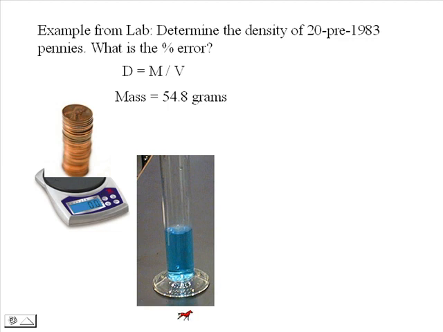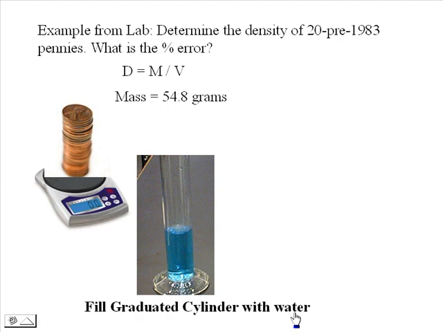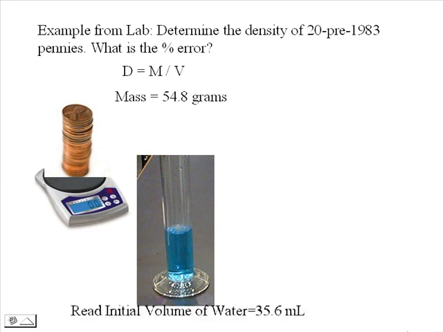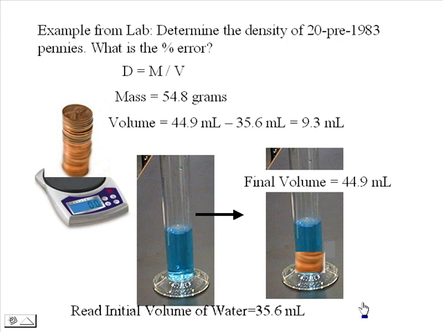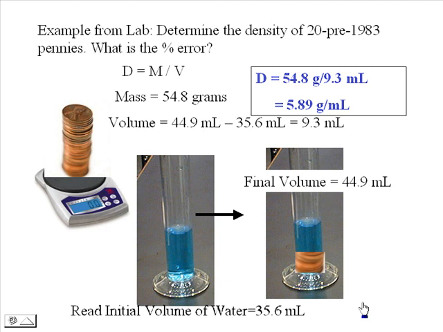I get a graduated cylinder out. I'm going to fill it up with water so that when I place my pennies in there, it would be a larger volume than my pennies. Take that initial reading, which is 35.6 milliliters, and then after I place my pennies in it, the water will be raised to a new level of 44.9. When I minus the initial from the final volume, I will get the volume of those pennies. After I get my mass and volume, I put it into my equation, and I get 5.89 grams per milliliter. Everything has a unit.